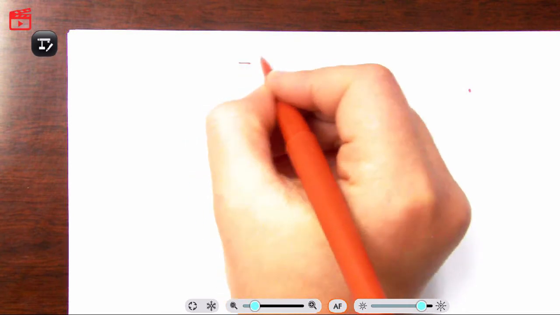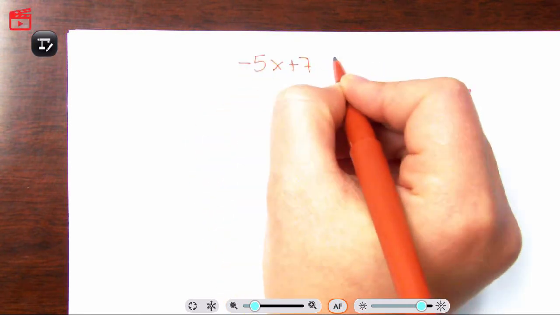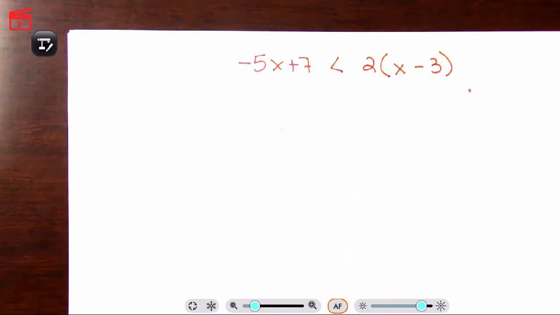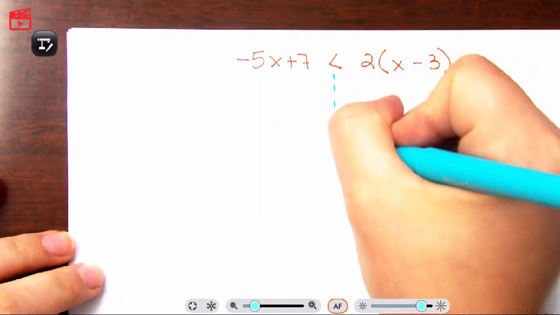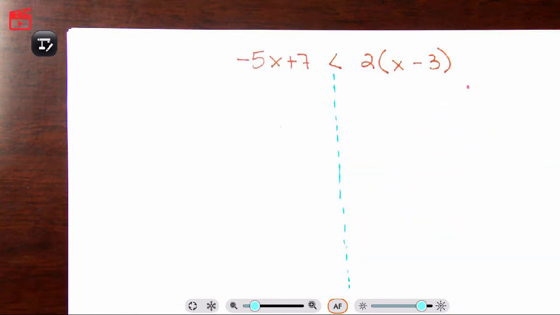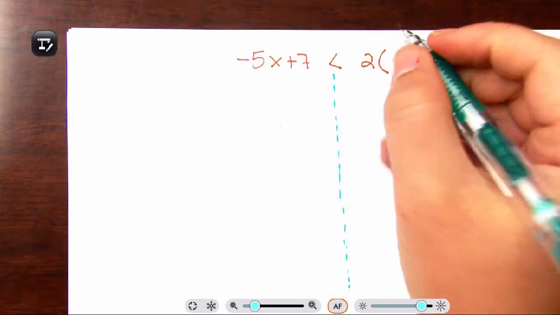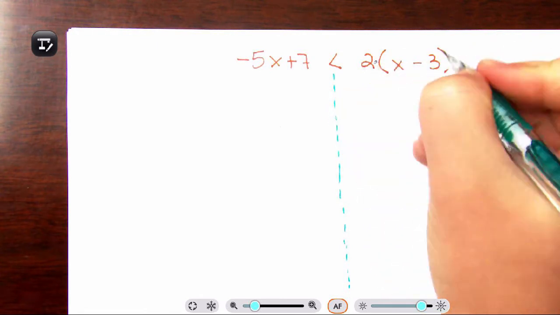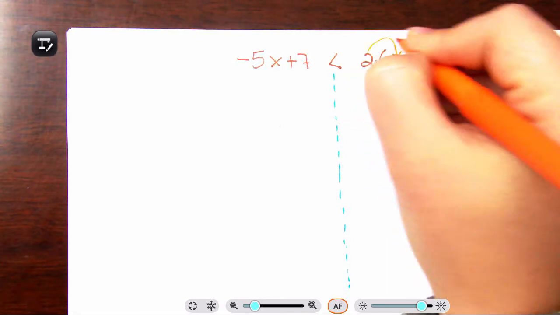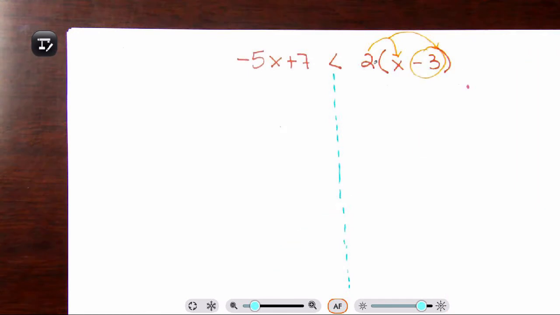So we have negative 5x plus 7 is less than 2 times x minus 3. Okay, step number 1, dotted line. And I'm making this dotted line a little bit longer because I'm assuming with this type of problem, it's going to take us more steps. I'm noticing I have 2 on the outside, so I have 2 times x minus 3. So I'm going to distribute. I'm going to say 2 times x and 2 times negative 3. I'm circling negative 3 because it is a negative and I don't want to forget that negative.